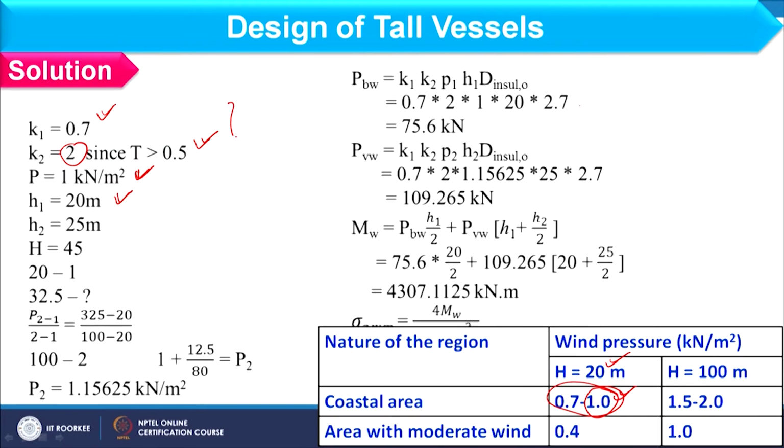Okay. So, considering these, we can find out the wind load at the bottom section, up to 20 meter height. So, 0.7 times 1 times 20 times 2.7, where 2.7 is the outer diameter with insulation, and the whole wind load at the bottom section should be 75.6 kilonewton. Okay. So, in this way you can consider the wind load at the bottom section. Now, how should I consider that in the upper section?